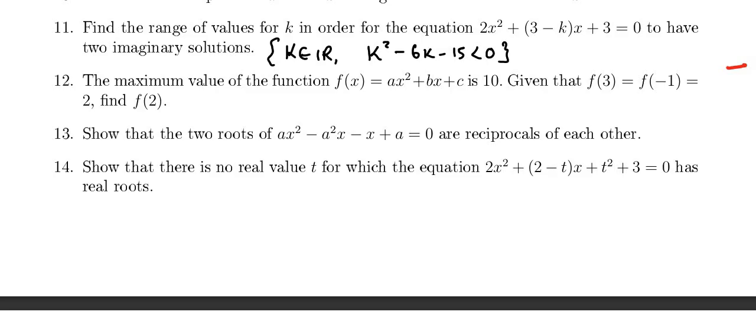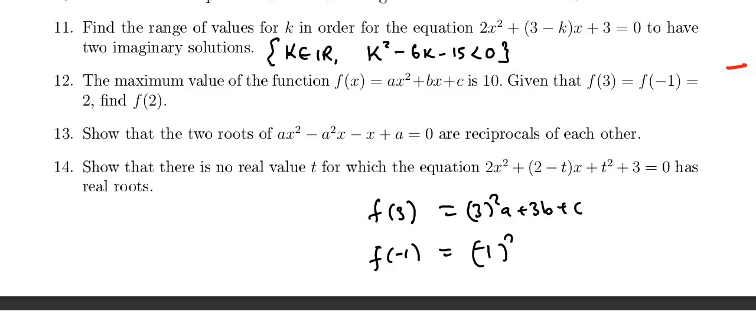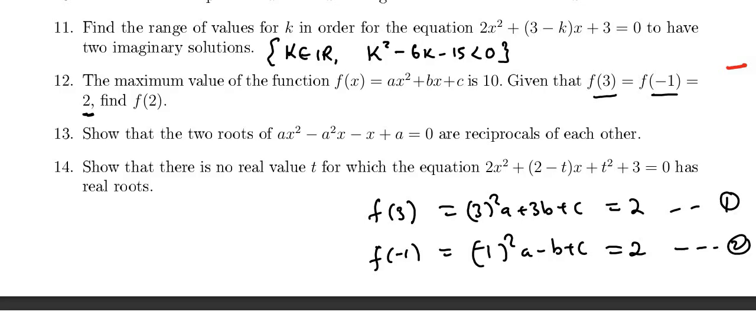Given that when you place f of 3 in the function, meaning when you put 3 there, 3 squared, then a plus your 3b plus c, and also if you put f of negative 1 in the expression, we have negative 1 squared, and a minus b then plus c. These two are both giving us 2, because f of 3 and f of negative 1 are both giving you 2. So we're equating these to 2. So we've created equation 1 and equation 2.